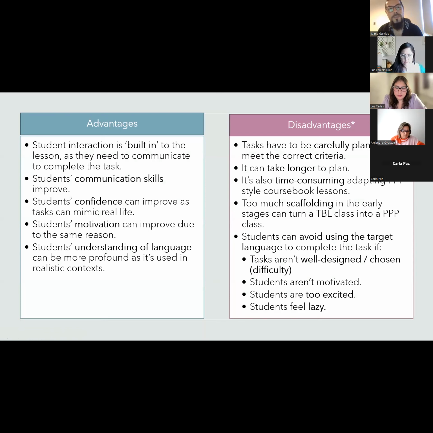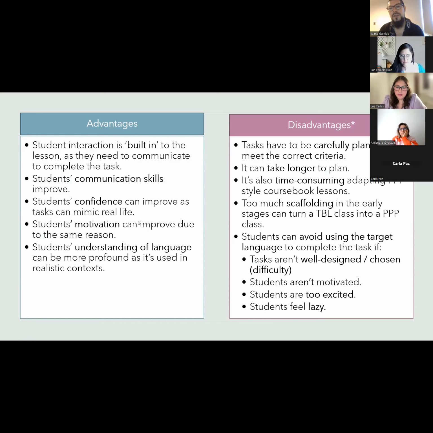Students' confidence can improve as tasks can mimic real life as well. Students' motivation can improve for the same reason. Students' understanding of the language can be more profound as it is used in a realistic context. There are some disadvantages. Disadvantages if you're not clear about TBL. Okay, they're not disadvantages all the time.